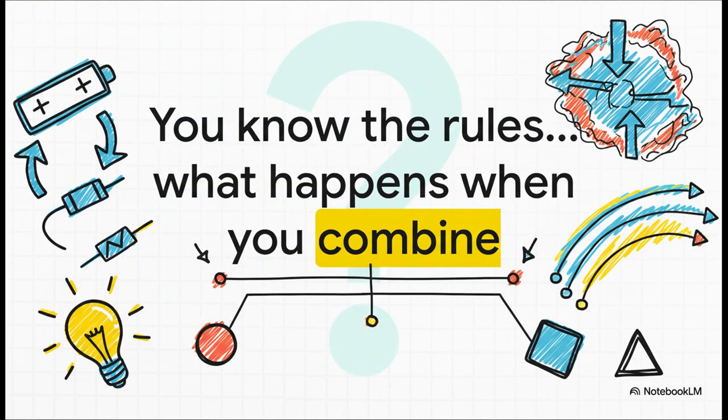So there you have it. You now understand the basic rules of the game, the flow, the push, and the opposition. But, and this is the really exciting part, this is just level 1. The real magic begins when you start putting all these pieces together to build circuits. So what happens then? Well, that's a story for next time.